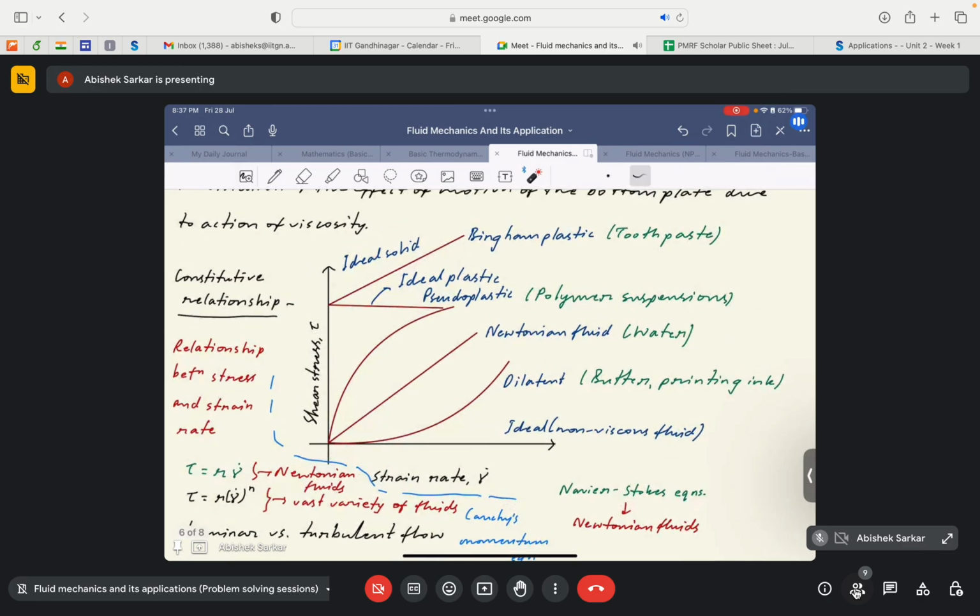Depending upon the relationship between the stress and the strain rate, there can be different kinds of fluids. The most common that we are going to deal with is the Newtonian fluid, and the most common example is water. Since water constitutes a vast extent of our earth and has vast applications in our day-to-day life, knowing the nature of Newtonian fluids would help us deal with most fluid flow problems. But if you are planning for research in fields other than engineering, then knowing the characteristics of fluids other than Newtonian fluids also becomes necessary.